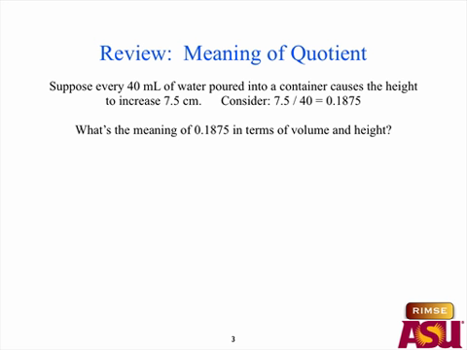So is that milliliters per centimeter? Because it's like, okay, so here it says you have 7 or not 7 meters per milliliter. So it's 0.1875 as the number of centimeters that each single milliliter of water causes the height to increase. If you look at it like this.